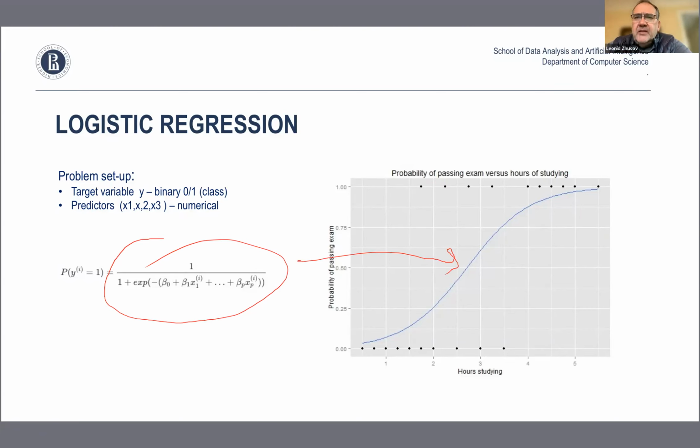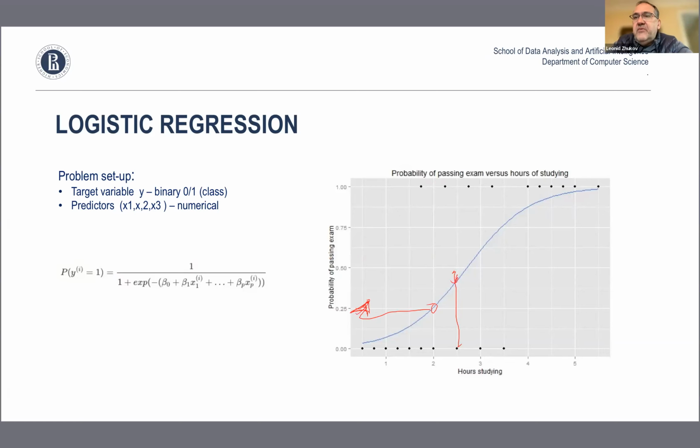and we can calculate these coefficients. Then the value of these functions can be interpreted as a probability. And so what we see here on the vertical axis, we can interpret as the probability of passing the exam. If somebody studied for 2 hours, then they have a 25% chance of passing the exam.